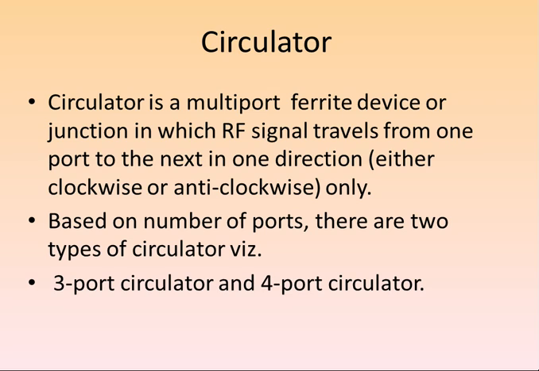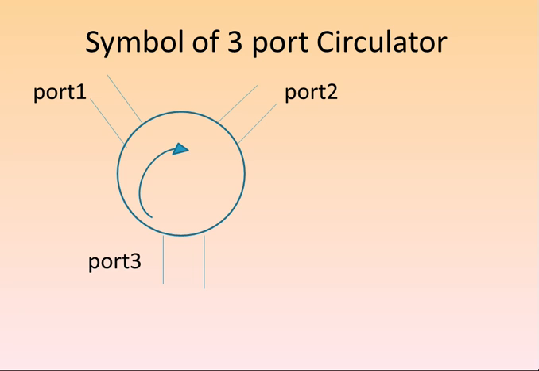Now let us see the symbol of the 3-port circulator. As you can see, it's a multi-port device, and it has 3 ports. Let's say port 1: a signal applied at port 1 will be available at port 2, but 0 signal will be available at port 3.